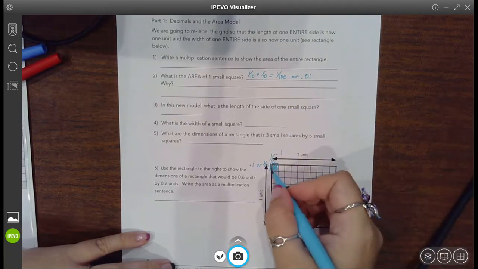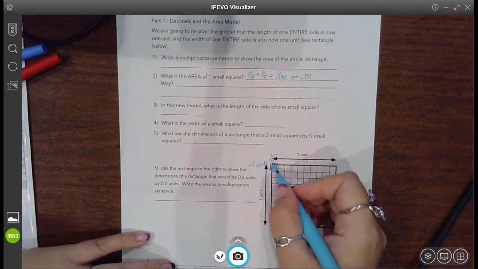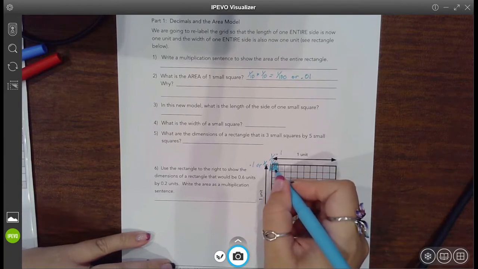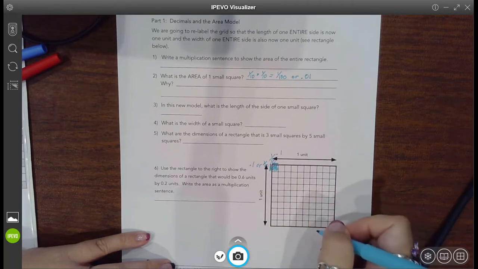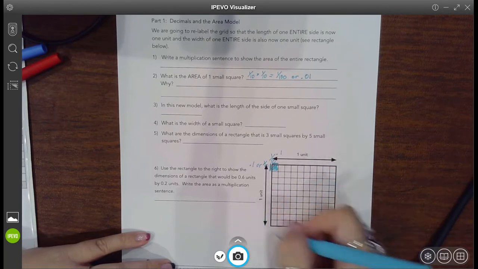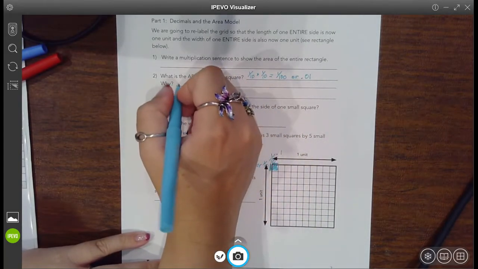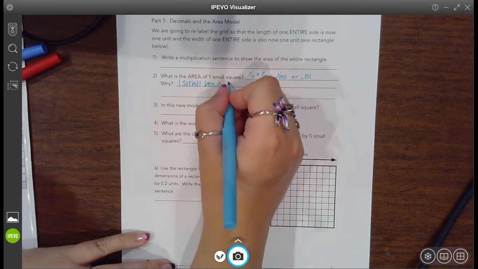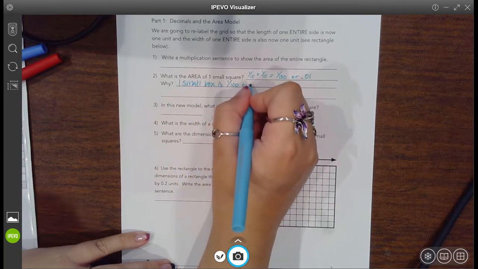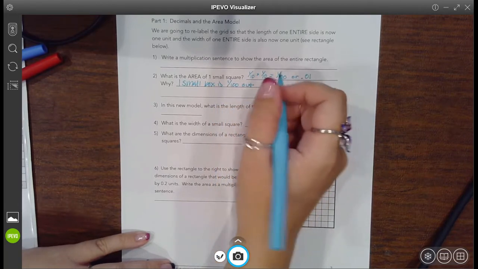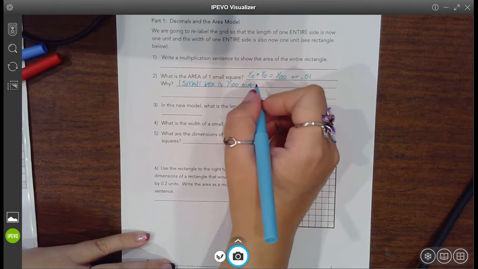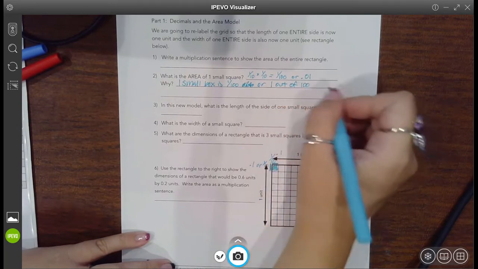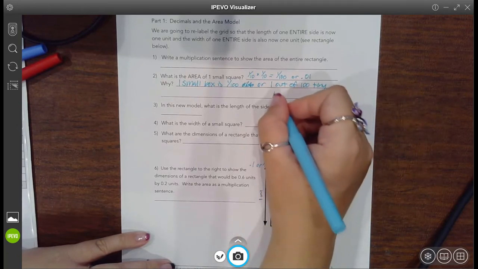Why does it work out that way? Well, if you look at it, you're finding the area, and this little box is 1 out of how many total boxes? There are 100 total boxes, and this is only 1 out of those total 100. So I would say that one small box is 1/100th, or 1 out of 100 tiny identical boxes.